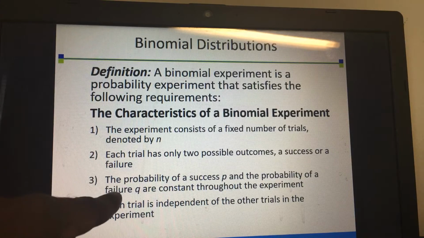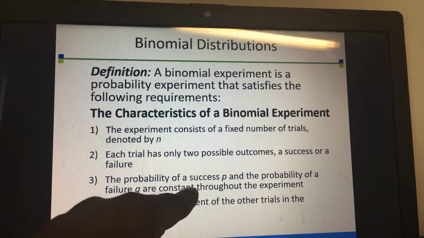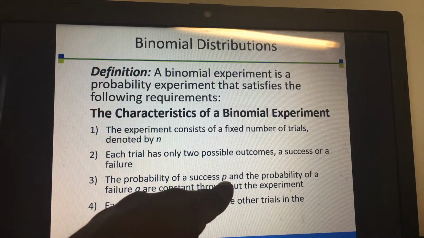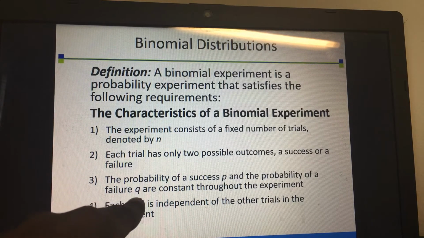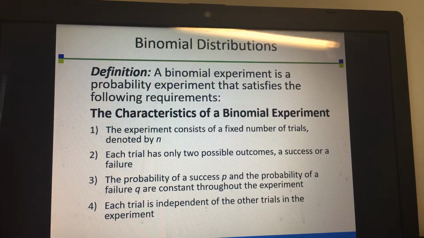Now, the probability of success we represent with P, and it remains constant. See, it remains constant. The probability of failure we call Q. It's always 1 minus P that gives us Q. I will explain that in a few minutes. Remember, like I said at the beginning of this lecture series, I'm going to make it very simple for you.